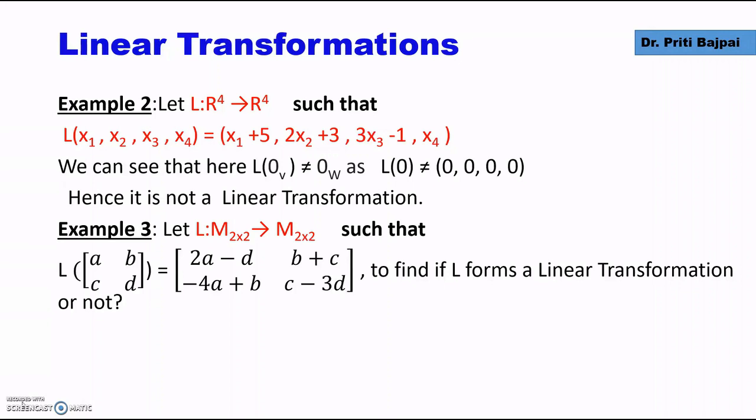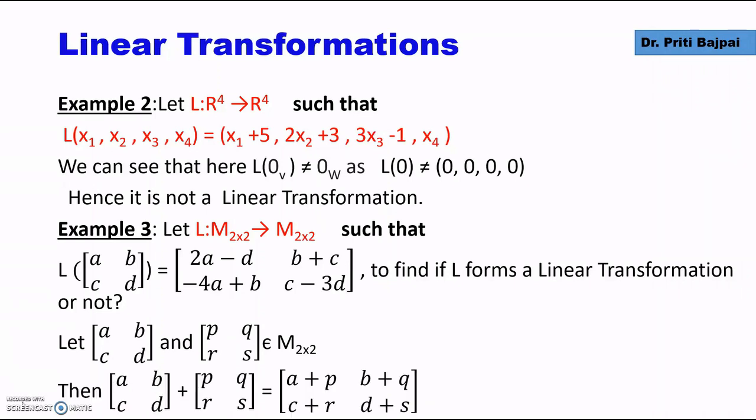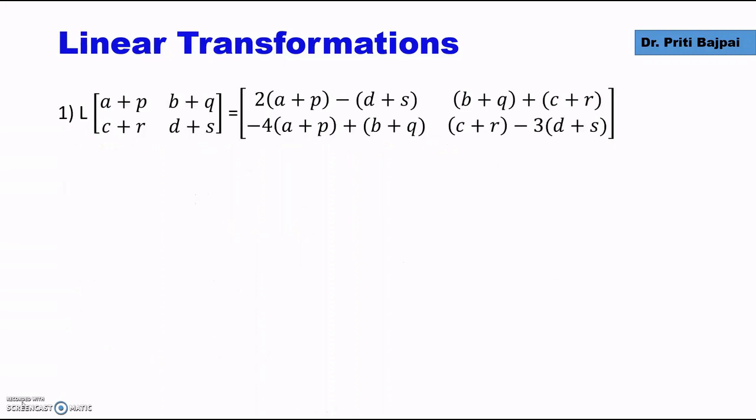Now, one more example on matrices. Let the mapping be from M22 to M22, and the rule is that when applied on the matrix (A, B; C, D), it changes it into (2A - D, B + C; -4A + B, C - 3D). Let's see if it forms a linear transformation or not. Here we'll take two matrices from M22 and add them. Then we apply L on the matrix (A + P, B + Q; C + R, D + S), and this is what we get.